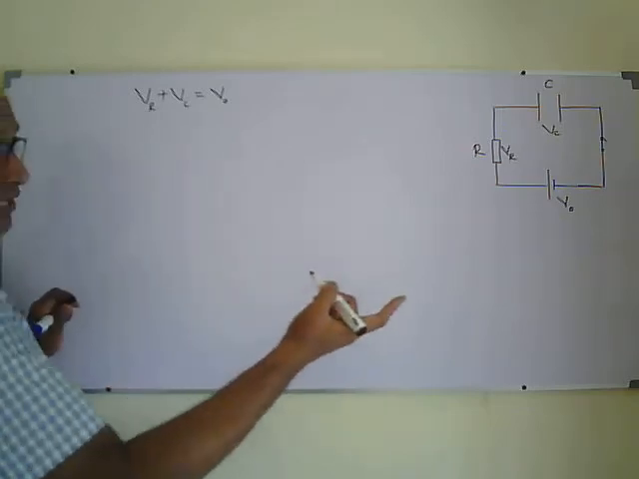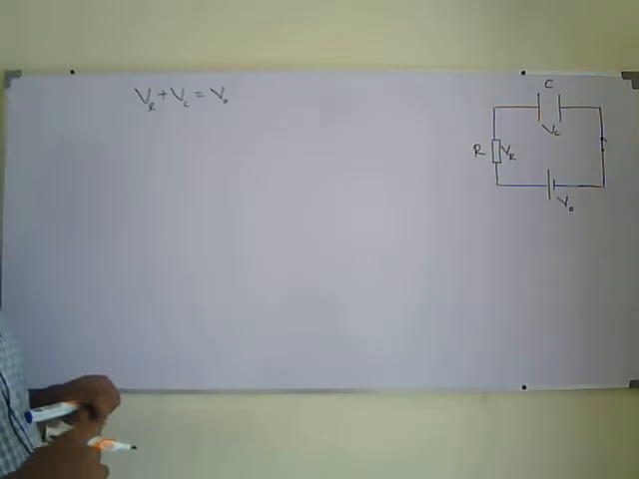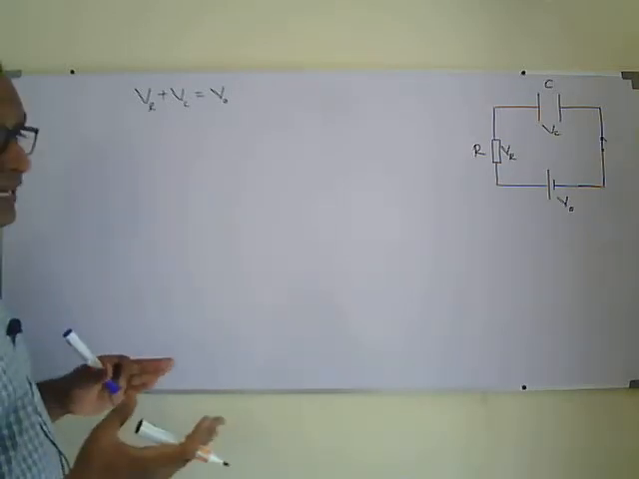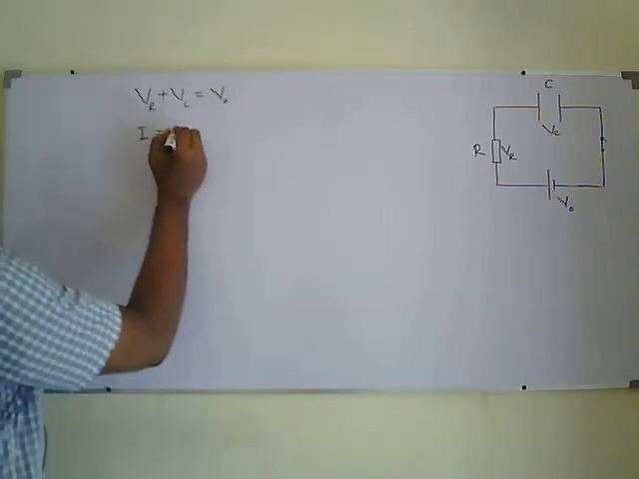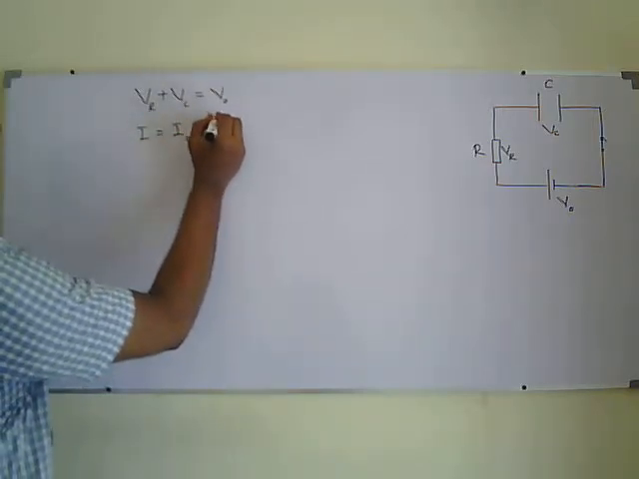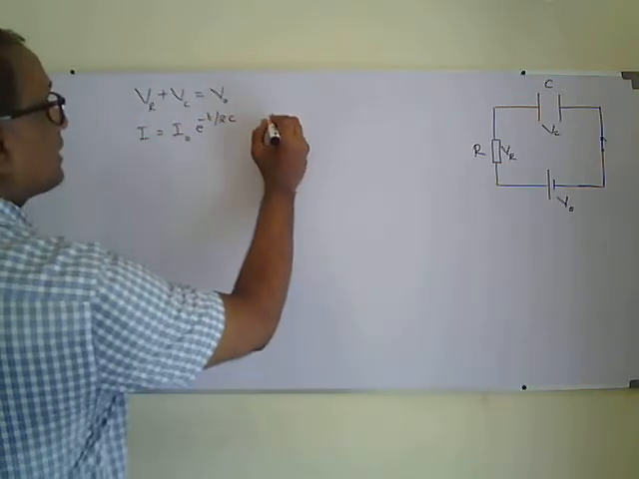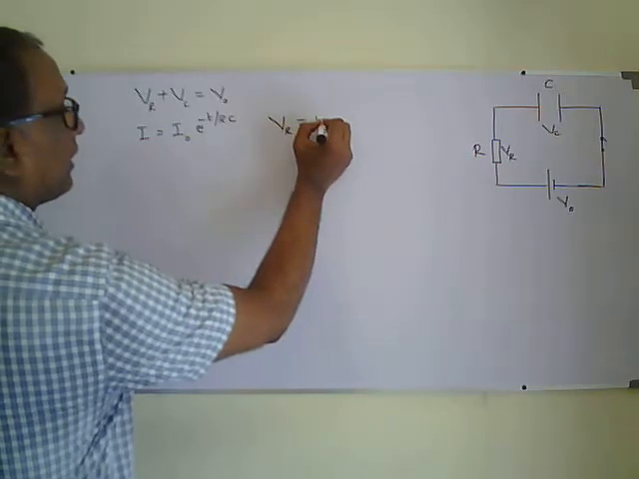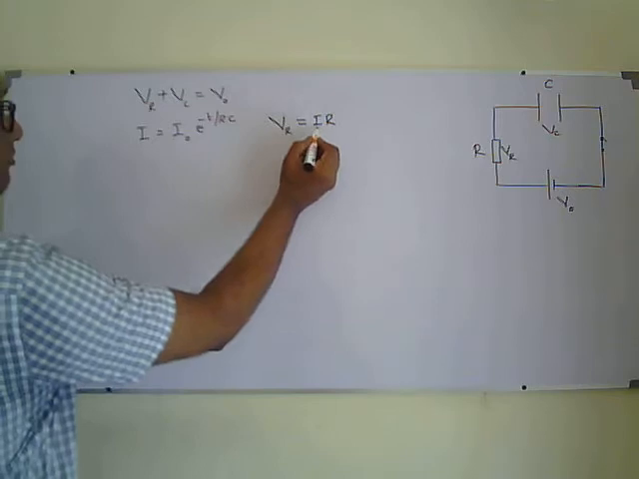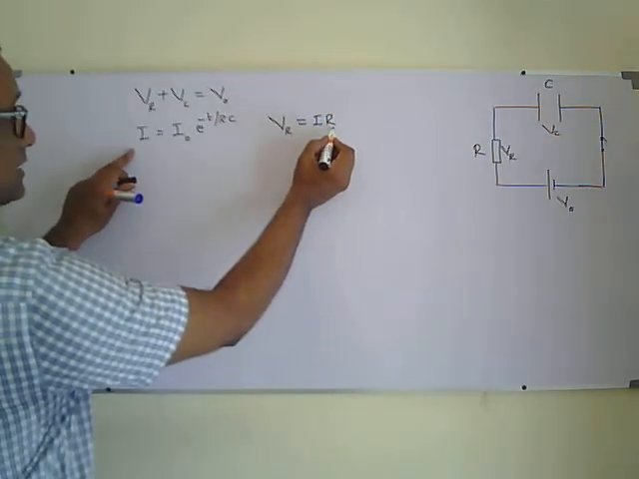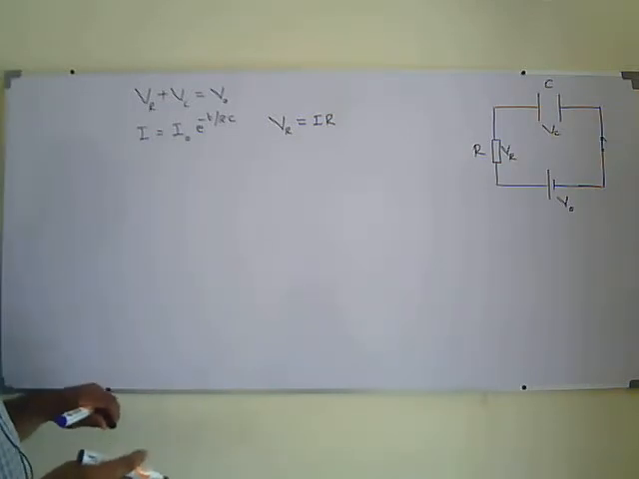But I already showed that the current flow in the circuit during the charging process will decrease exponentially. So current will decrease as I equals I naught e to the power minus t over RC. Also, I know that the voltage across the resistor is given by VR equals IR. Since the current decreases exponentially and R is a constant, the voltage across the resistor will decrease exponentially.